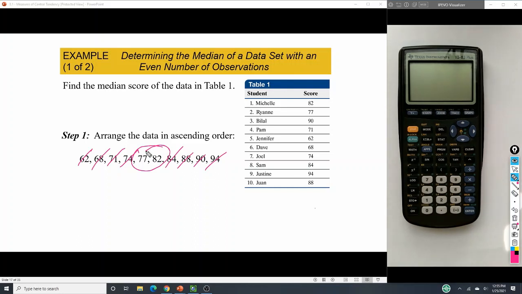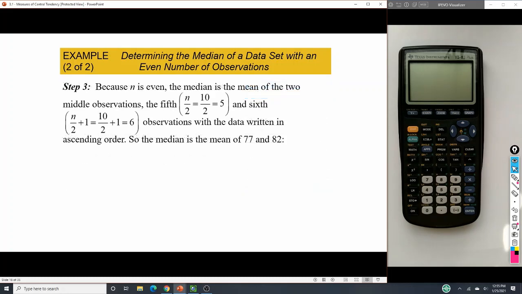We take 77 and 82, we add them together and divide by 2. And that's going to be what our median is. And so they're going to show that in the next few steps. Okay. All right, so this time there's 10 observations. They do all of those pieces. And so here we can see, just like I said, we add the 77 and 82, divide by 2. And so our median is 79.5.